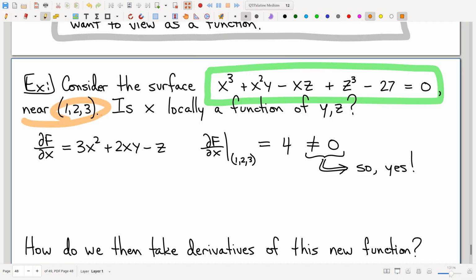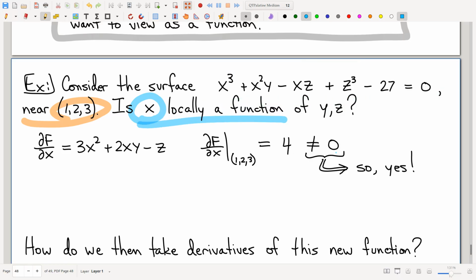Look, there's a point that's on that surface, and look, maybe I'm interested in what's going on at that point, and I would like to take a derivative. Specifically, I'd like to take a derivative of x with respect to something. Fingers crossed that x actually is a function of y and z, in which case I can even talk about the derivatives, right? Well, can I or can't I? Right? So is x locally a function of y and z?